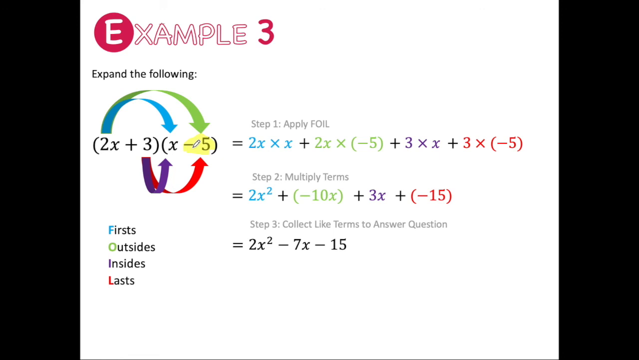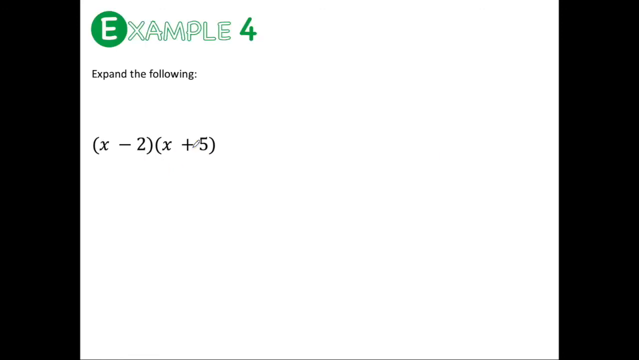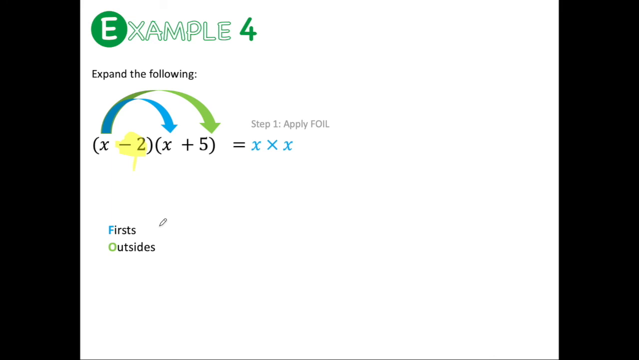So having a look at the fourth example, and it is going to be x minus 2, x plus 5. And again, we have a subtraction in our expression. So what we're going to do is treat that as a negative 2 when we are applying our FOIL method. Starting off with the firsts, the first terms are x and x, so x multiplied by x. The outside terms are x and 5, so it's going to be plus x multiplied by 5.